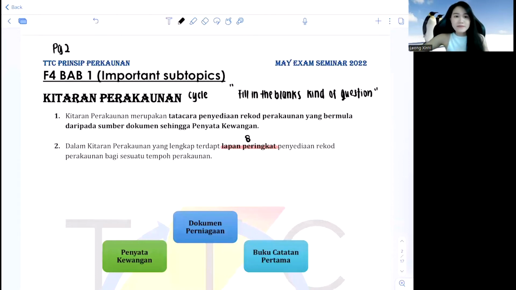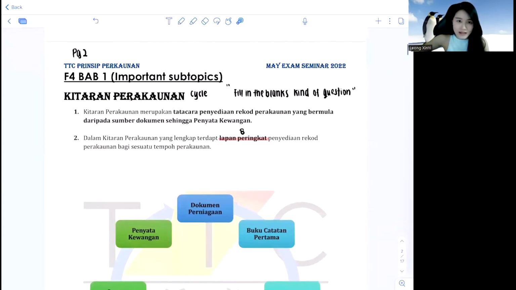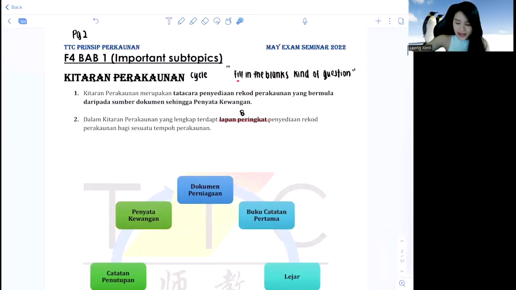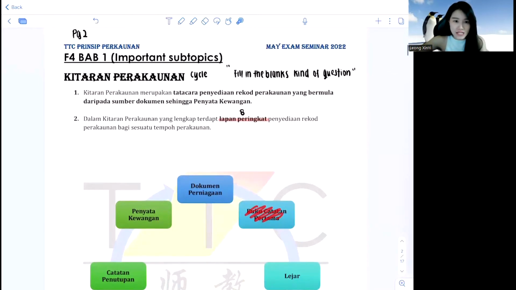Okay, so for Kitaran Perakaunan, it will be a fill in the blanks kind of question. So it depends on your teacher. If she wants to ask the entire thing to give you 8 marks in total, then she would leave all these boxes empty. So you need to fill up every single stage by yourself. But if it's fill in the blanks, meaning to say there might be some parts is empty. So example, they give you the first one, document perniagaan, and the second one, they just put blank, means you have to know what is the second box here supposed to be. So that is what the Kitaran Perakaunan is going to be asked for.